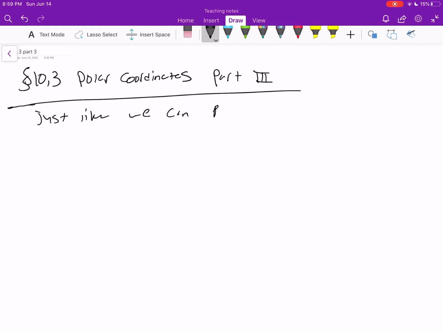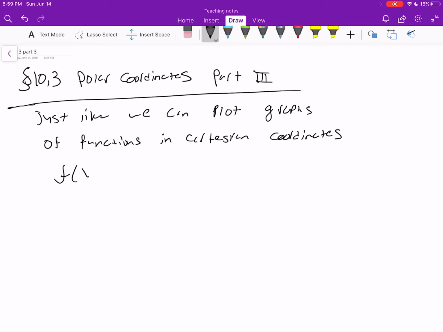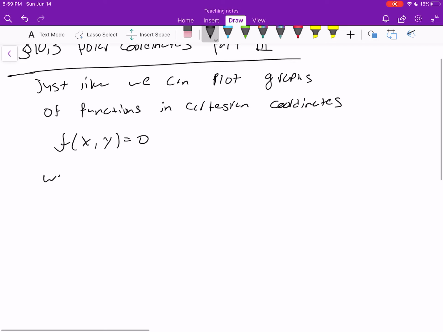we can plot graphs of functions in Cartesian coordinates. This will be something of the form f of x, y is equal to 0, or y is equal to f of x, I should write there. Either one. We can do the same for polar.